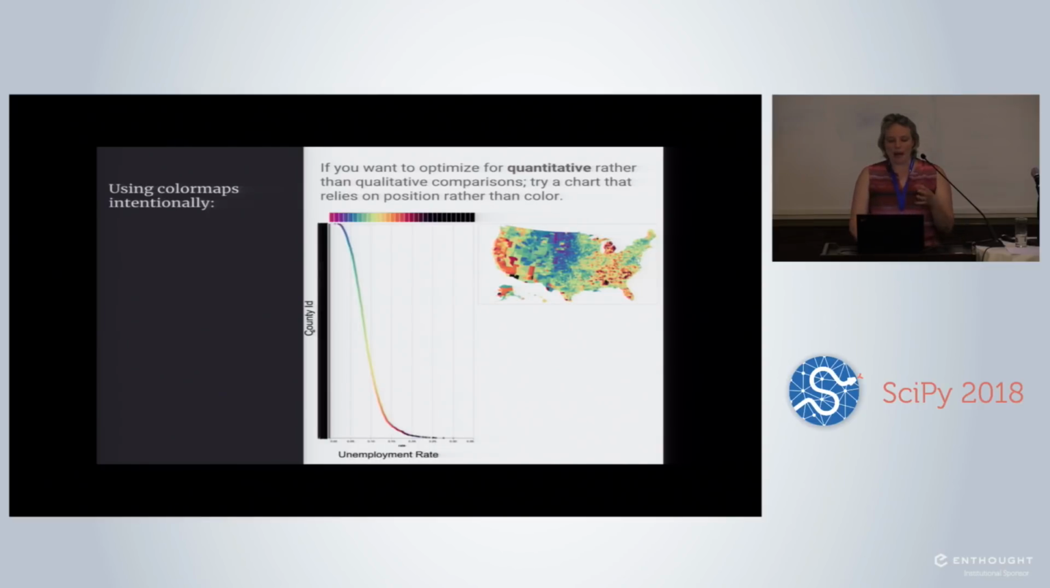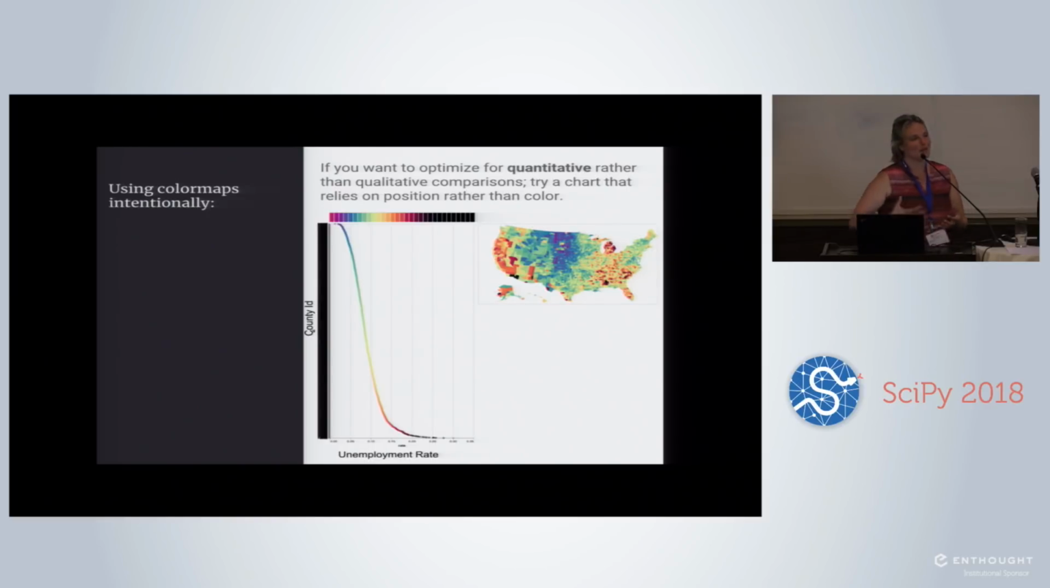Lastly, many of our color maps are critiqued for not being quantitatively even. And I want to say that if that's what's really most important in your data set, maybe you shouldn't be using color as your major feature for mapping it, because color doesn't convey quantitative information that well. It's very qualitative. So you can try a chart that relies on position rather than color.